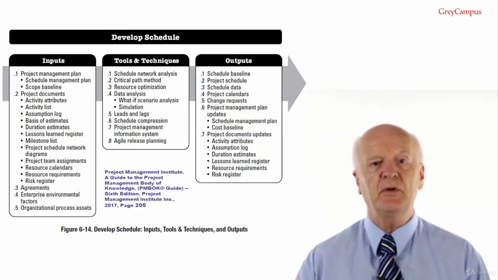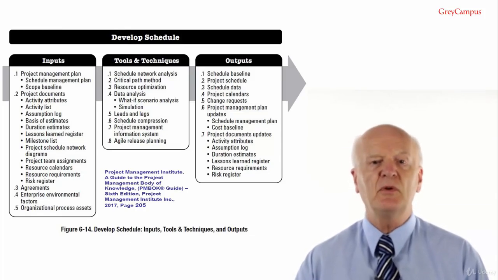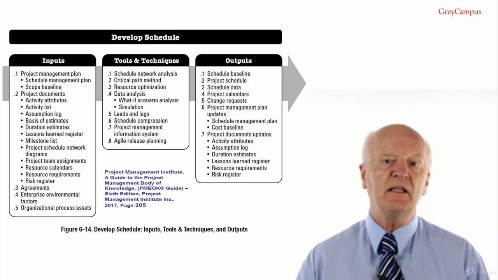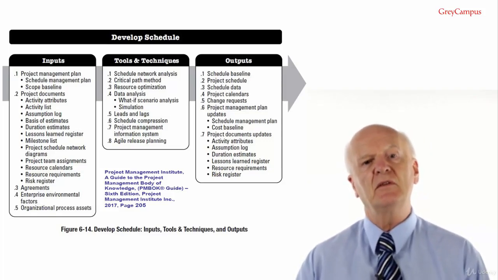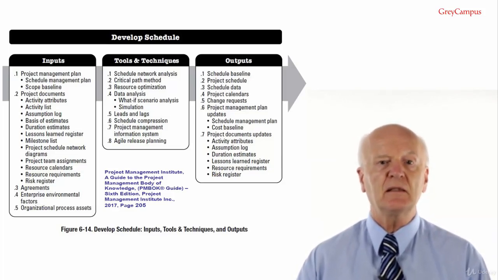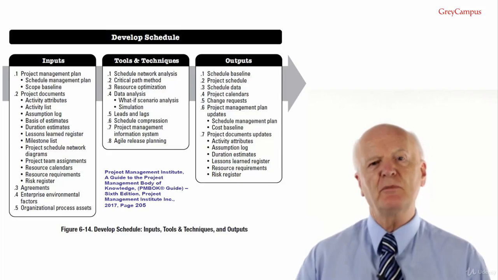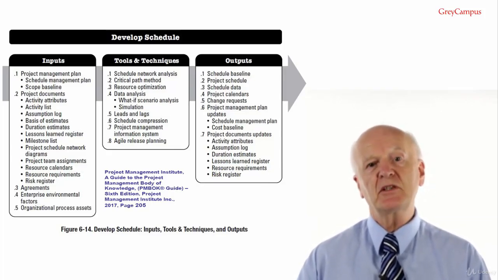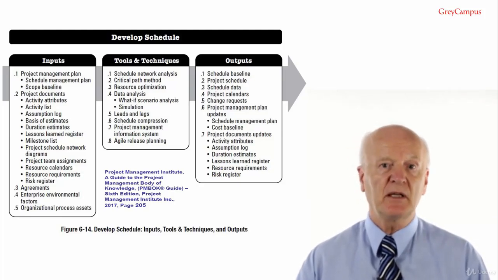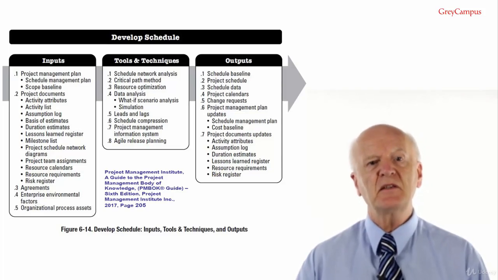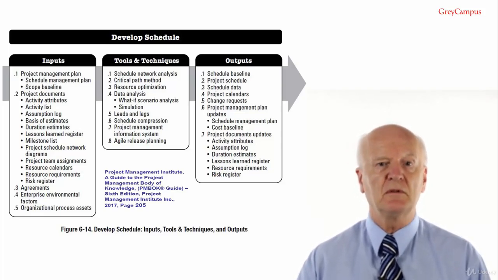Develop schedule inputs. Number 1, the project management plan. Project management plan components include the schedule management plan. This schedule management plan identifies the scheduling method and tool used to create the schedule and how the schedule is to be calculated. Scope baseline. The scope baseline equals a scope statement plus work breakdown structure baseline plus a work breakdown structure dictionary baseline. They contain details about the project deliverables that are considered when building the schedule model.